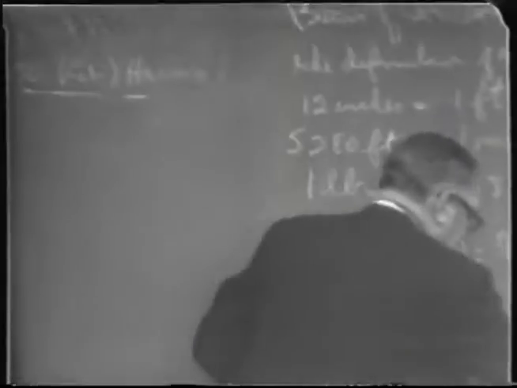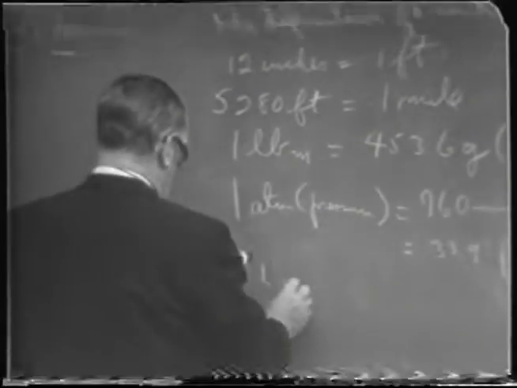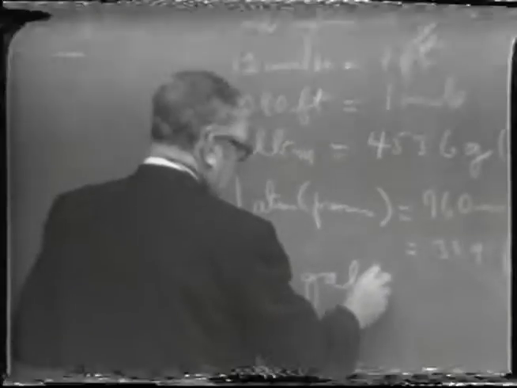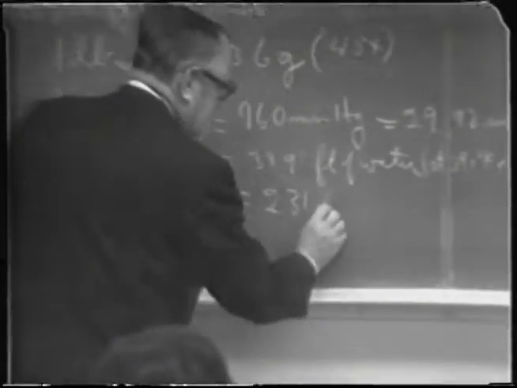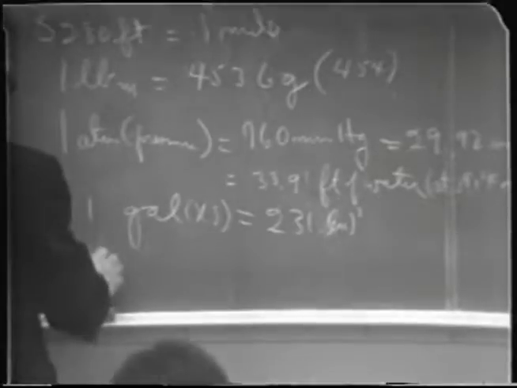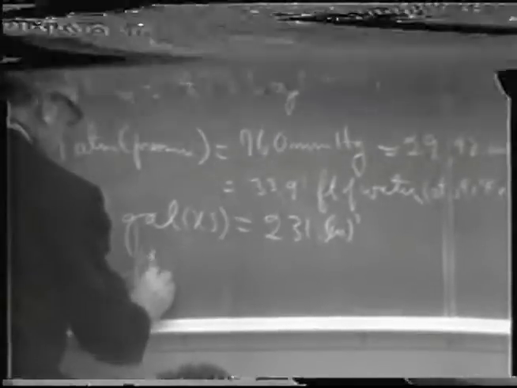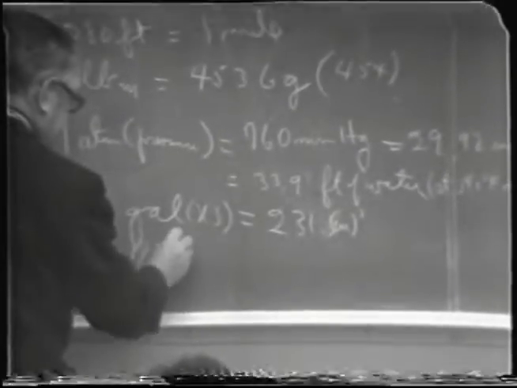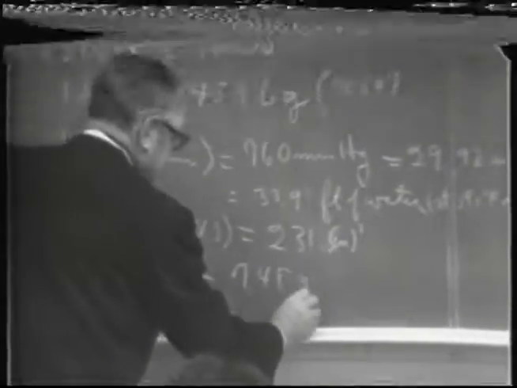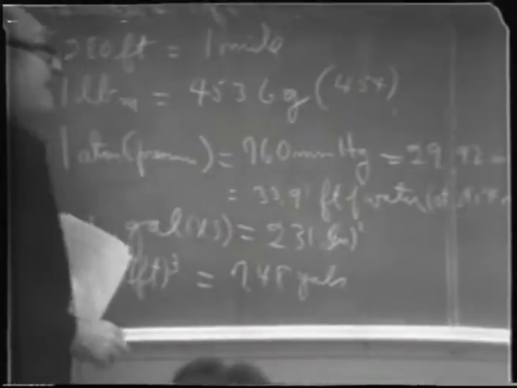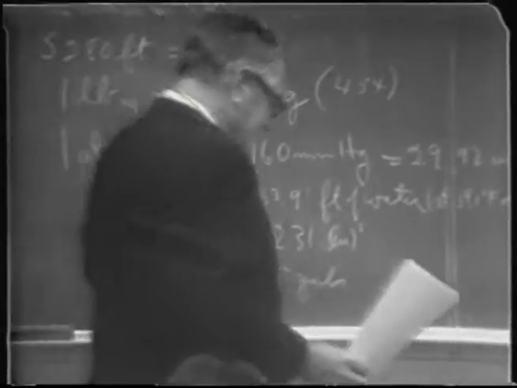I might put down a couple more, and then we'll explain. And then 1 U.S. gallon is equal to 231 cubic inches. And again, we'll write inches cubed. And 1 cubic foot happens to be 7.48 gallons. So now those are some of the relationships that are commonly needed.